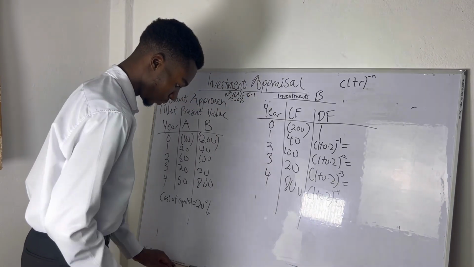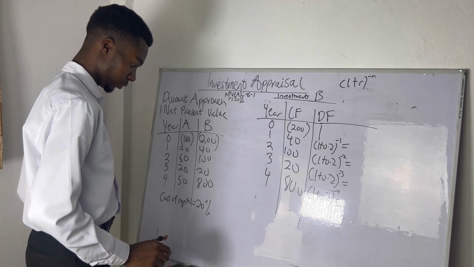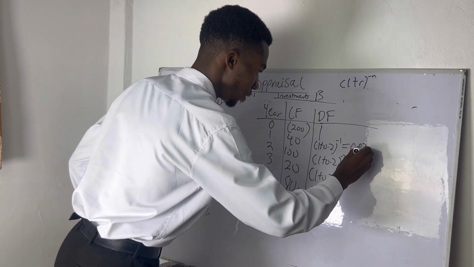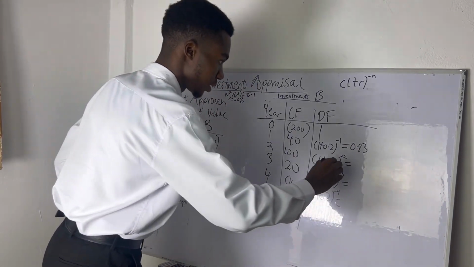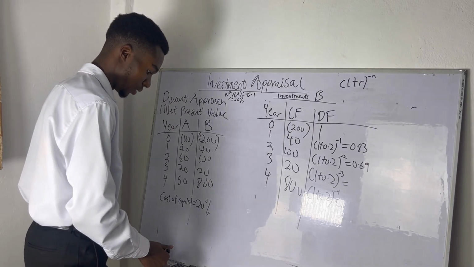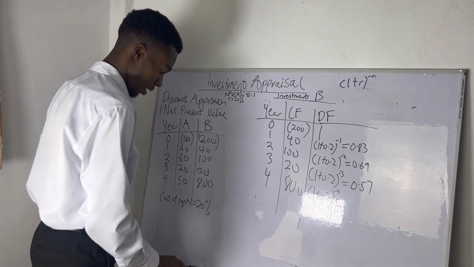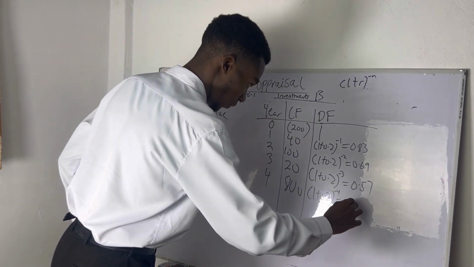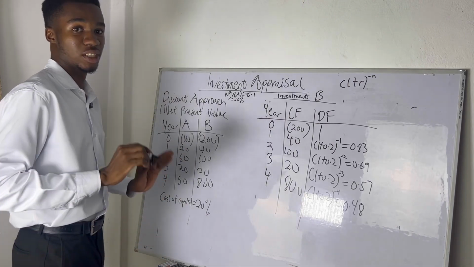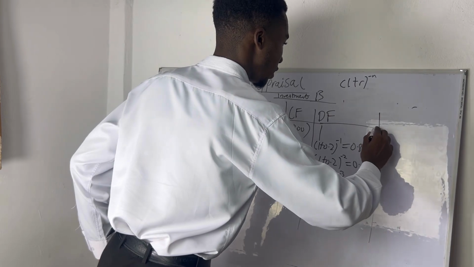So year 1, the discount factor was 0.83. Year 2, it was 0.69. I think 68 something, but 2 decimal places, 0.69. So here was 0.57. Then the last one, 0.48. So when you multiply this by this, then you get the present value, how much you are going to get right now, which is the same as the discounted cash flow.